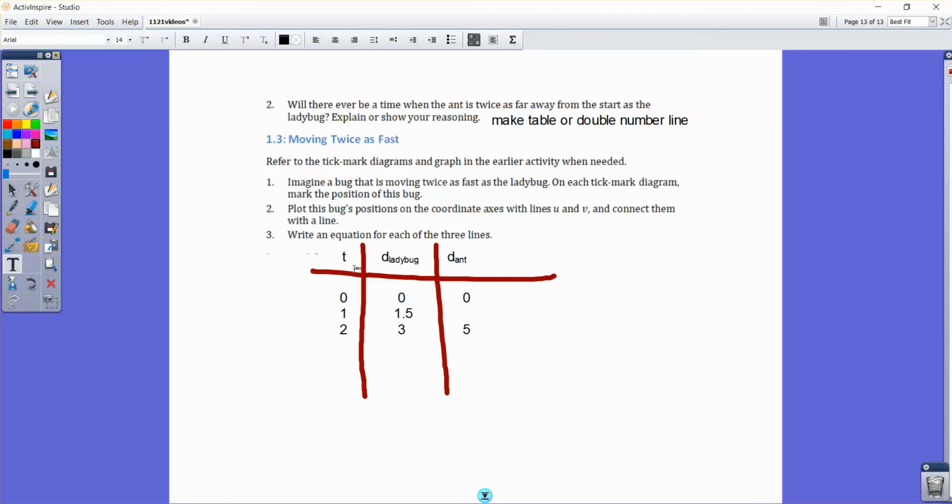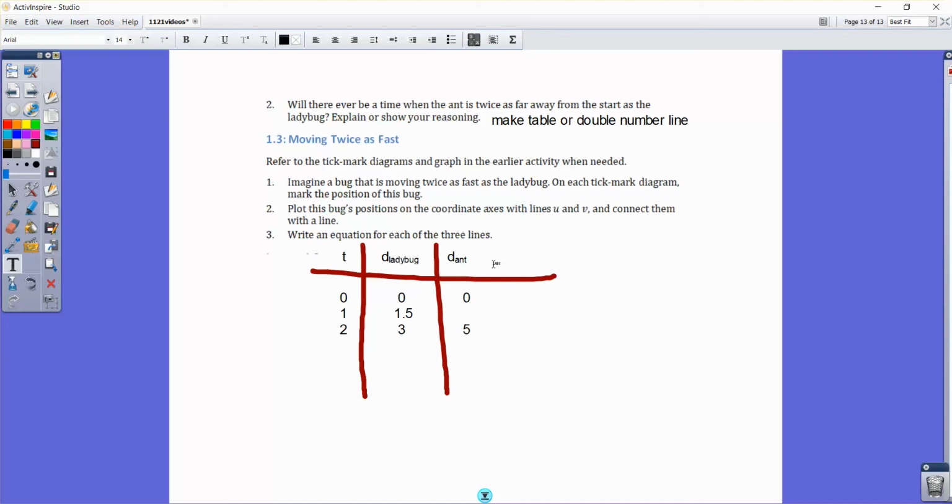Okay, now, real quick, 1.3, the last few questions at the end here. Imagine the bug is moving twice as fast as the Ladybug. On each tick mark diagram, mark the position of this bug. So there's a third bug now, okay? You can call it whatever you want, a spider, whatever, right? Imagine the bug is moving twice as fast as the Ladybug, okay?